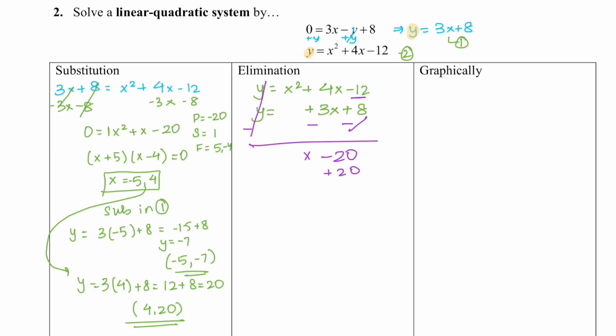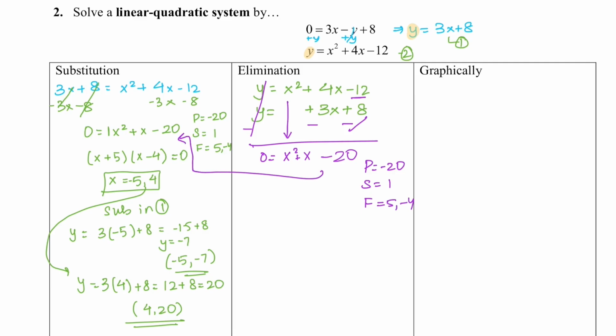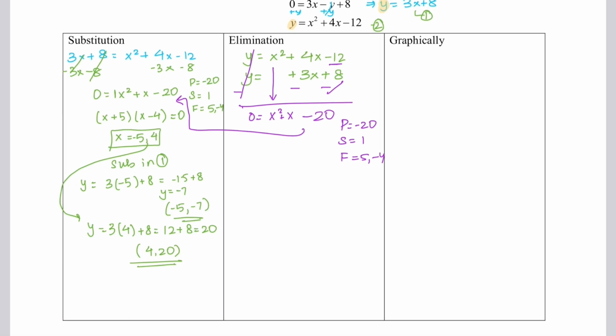Oh, sorry, I forgot about the x squared here, because this is still being subtracted by something, right? So I have product of negative 20, I have sum of 1, and my factors will be 5 and negative 4. So we're back on this equation right here. Graphically, just put y1, y2, second trace 5, and find your points of intersection.